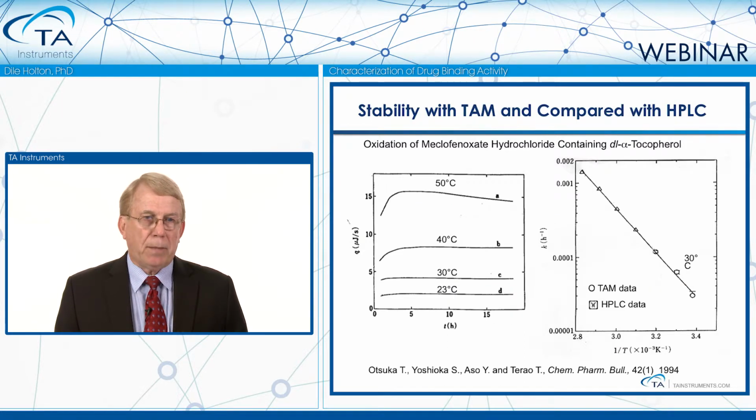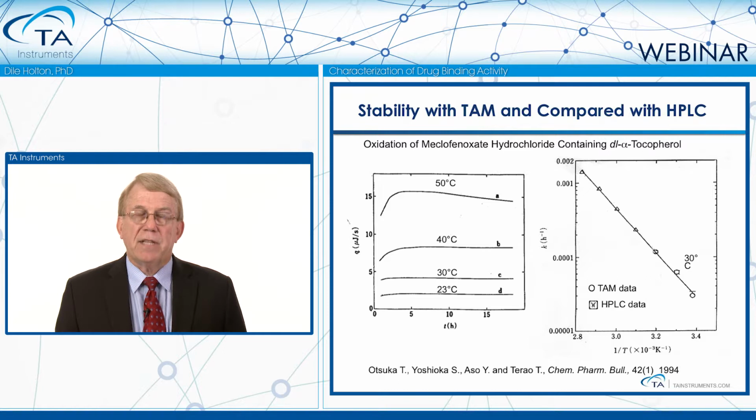Here's an example that was published way back in 1994. The idea is that you're looking at oxidation reactions and that you can look at it isothermally at different temperatures. What we did here was compare it to already published data that was generated with HPLC analysis. This is something that more traditional shelf life studies use, where HPLC is used to measure the stability of the protein. And you'll see the correlation on the right-hand side. You'll see that it's very good.